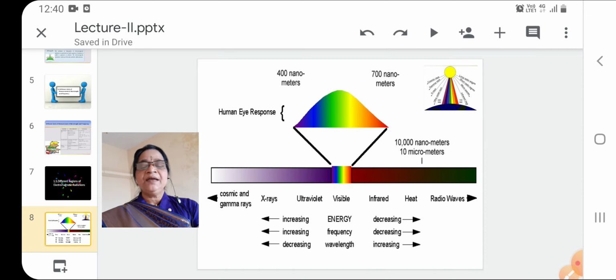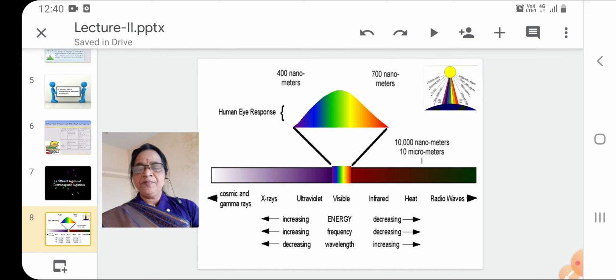We can recognize the colors of the radiation in the region of 400 nanometers to 800 nanometers only. We will see all the colors only in the visible region, and the visible region lies between 400 and 800 nanometers. See here, this figure shows the visible region. The region is called the visible region.